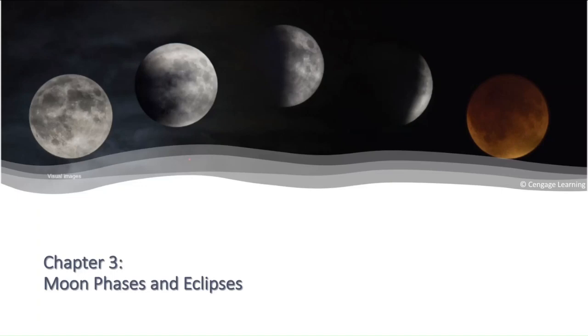Hello everyone, welcome to chapter 3, Moon Phases and Eclipses. So, in the last chapter, we talked about Earth's motion and how it shapes what we see in the sky. Now, we are shifting our focus to the moon, the second brightest object in our sky. So, you will learn why the moon changes shape each night, what causes eclipses, and how these events are not just beautiful, they are predictable.